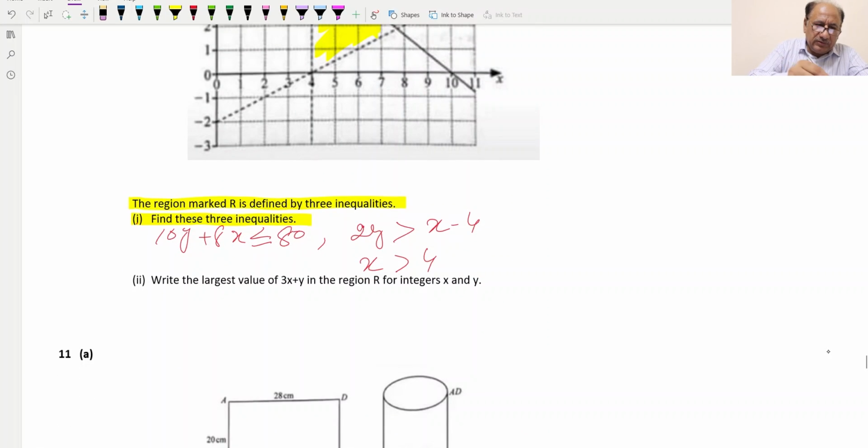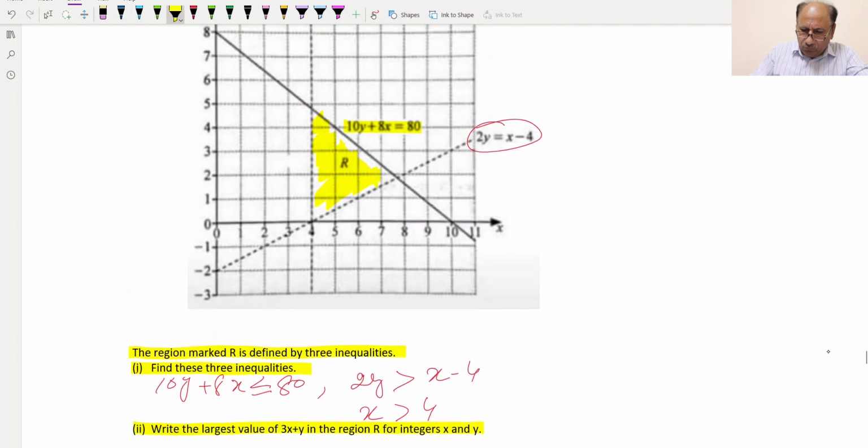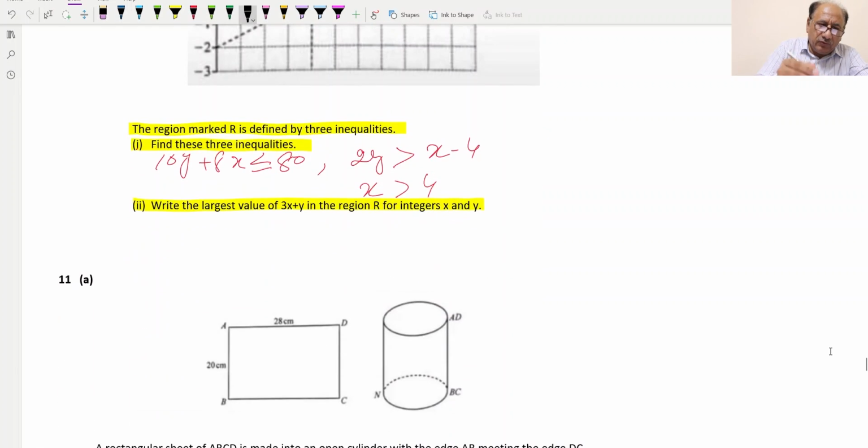This is done. Then for the second part, they are asking to write the largest value of 3x plus y in the region R for integers x and y. So we can identify there are 3 points in the region. And what are the values for those 3 points? These are 5 and 4, 6 and 3, and the third point is 7 and 2. We will check for these.